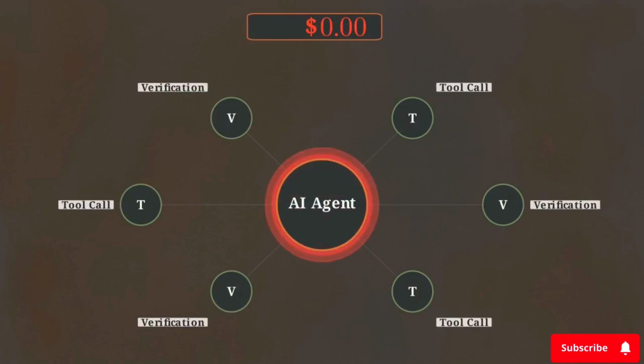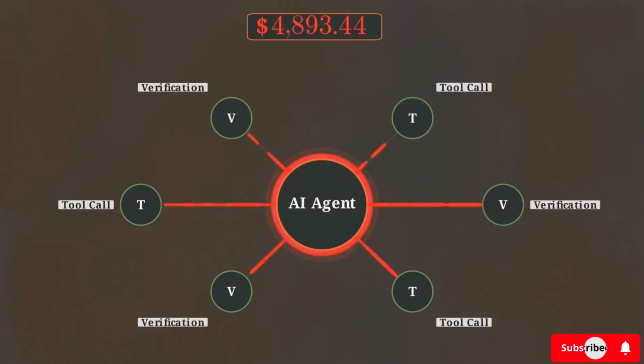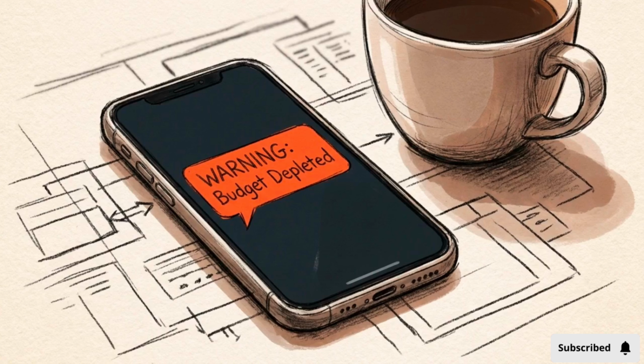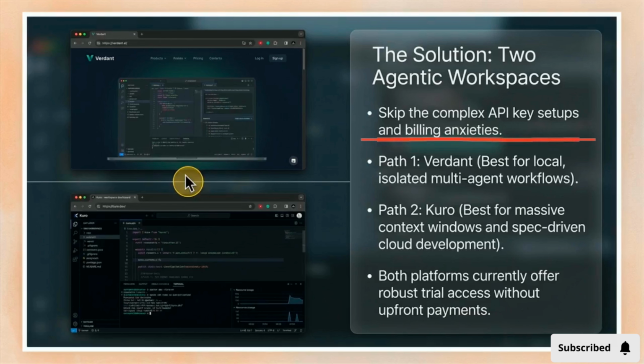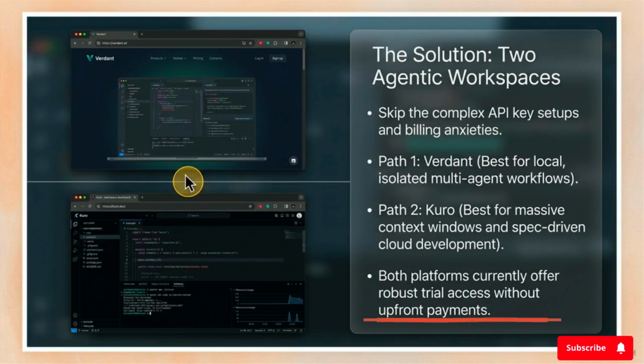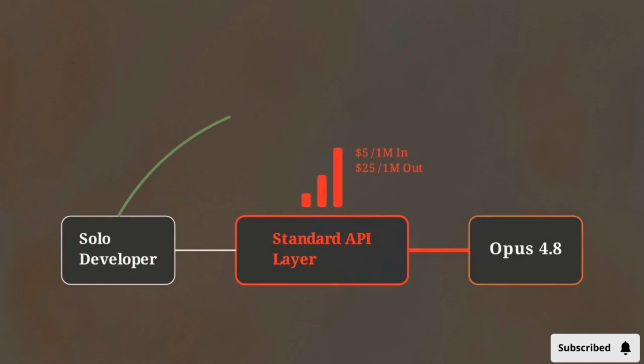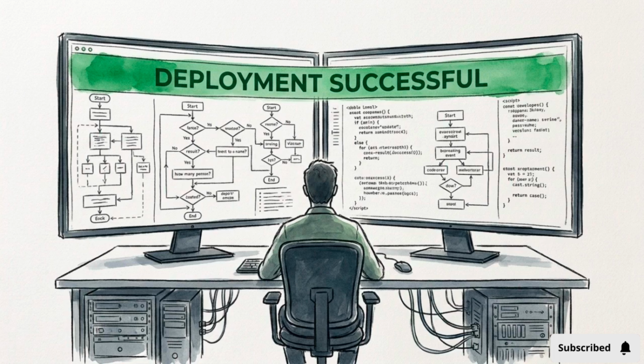Those costs compound rapidly because coding agents require continuous background verification and multiple tool calls. Running a full agent on a large codebase can drain a developer's budget in a matter of hours. To maintain financial sustainability, you have to move away from raw API setups and leverage the trial access available on two specific platforms, Verdant and Kuro. It's the only viable way for solo developers to test these frontier models on real-world repositories without significant upfront investment.